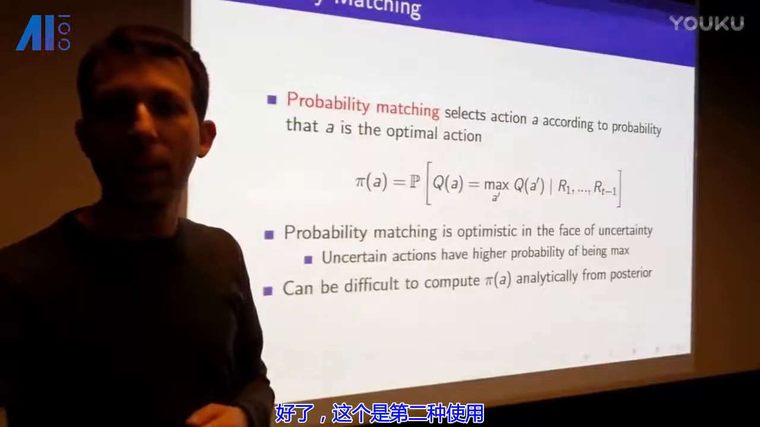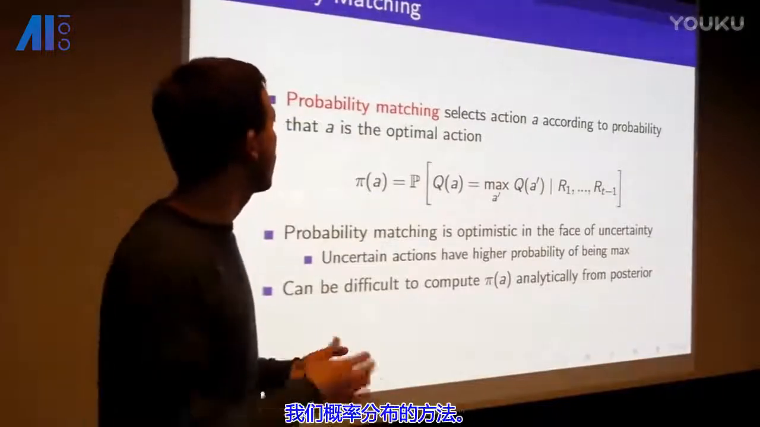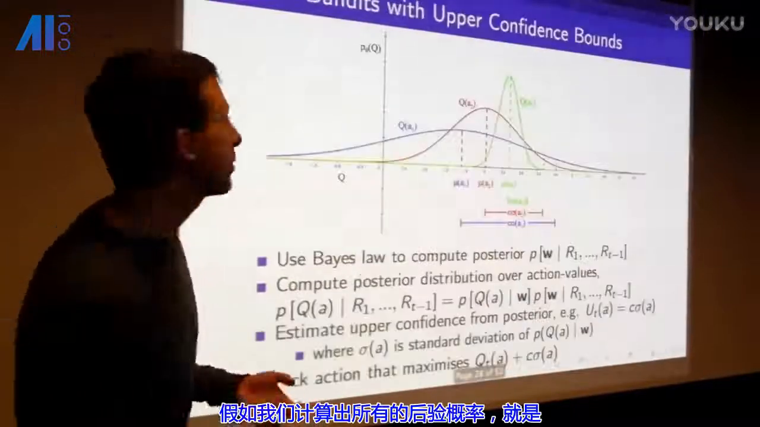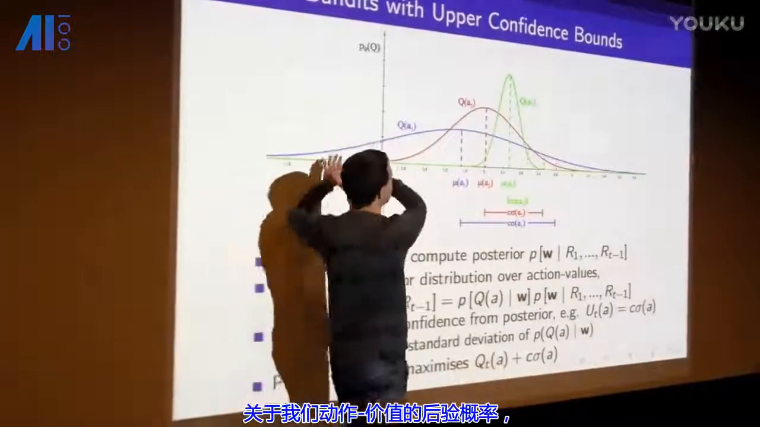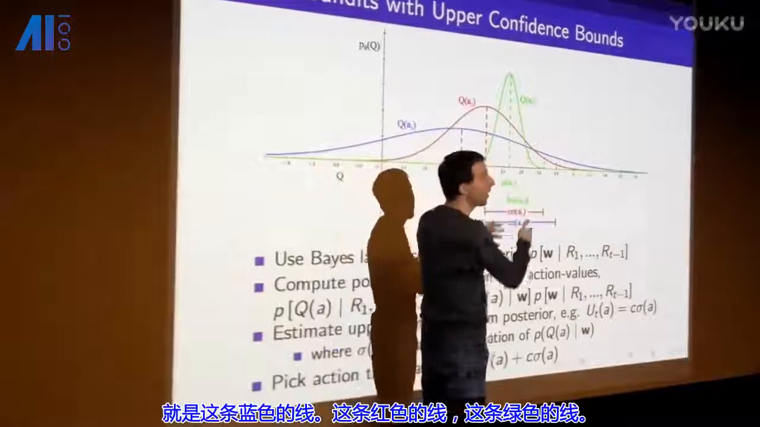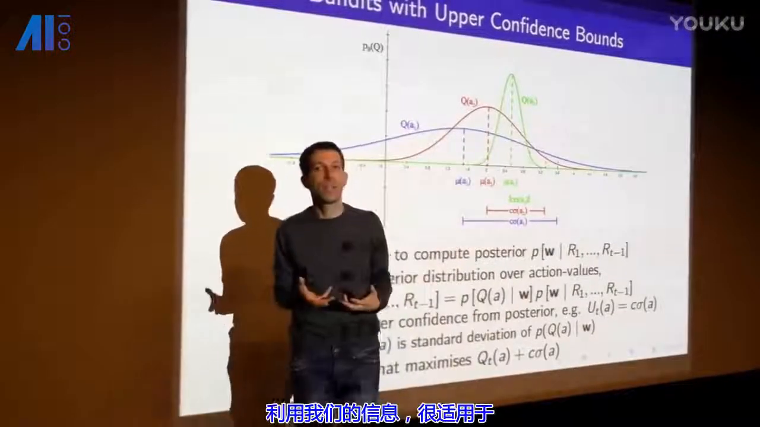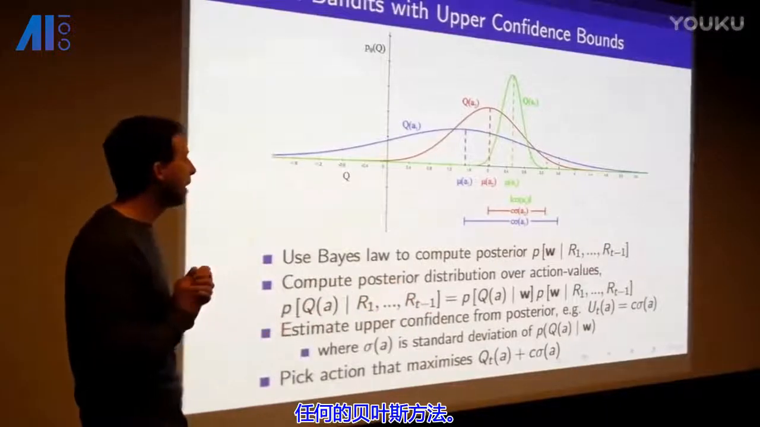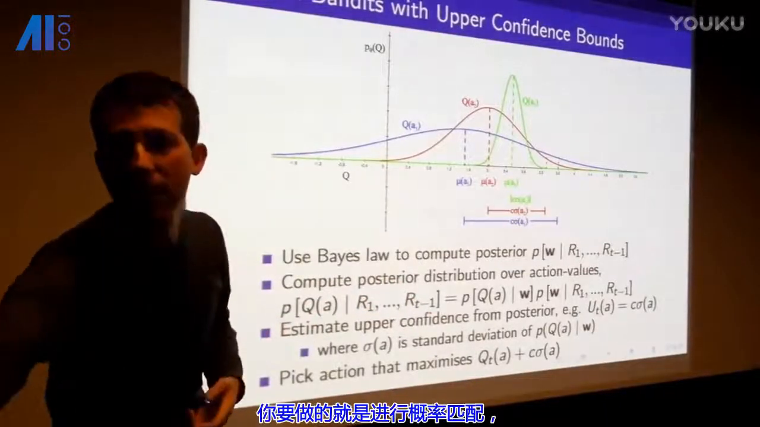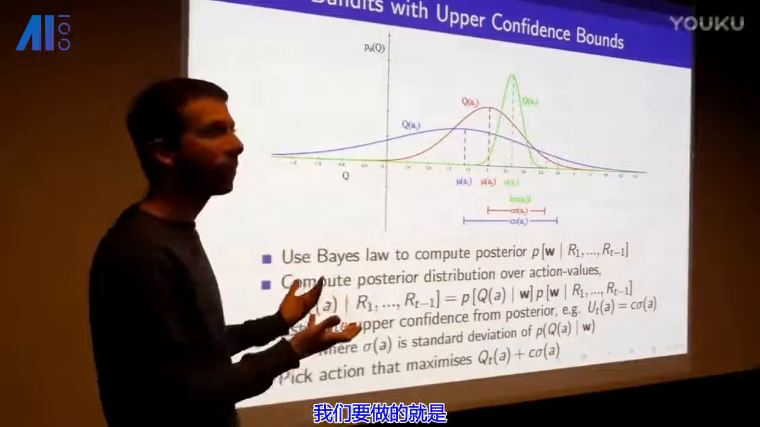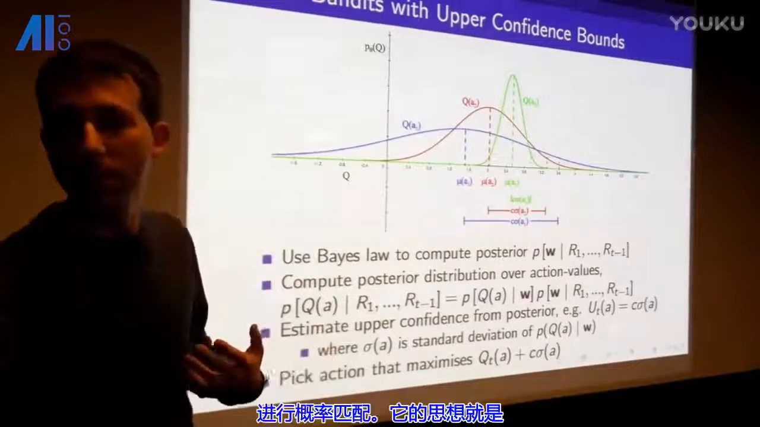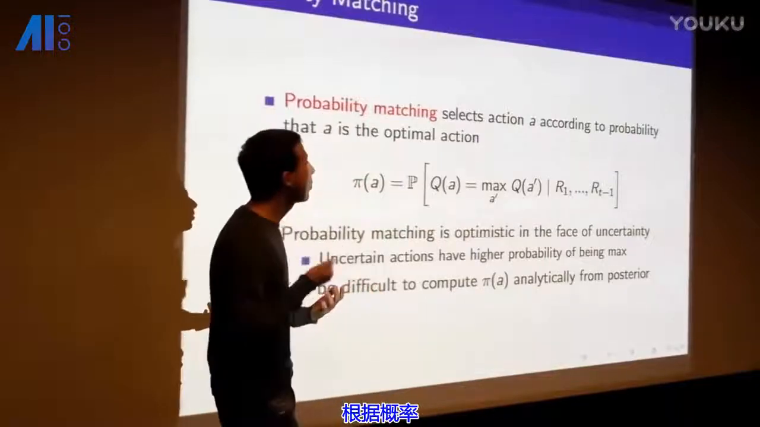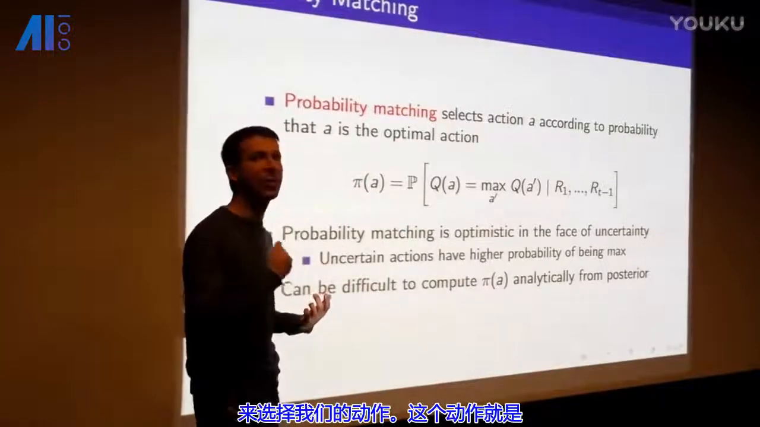Okay. There's a second way to make use of our probability distribution. So if we've computed all of these posterior distributions over our action values, so we've got the blue guy and the red guy and the green guy, there's another way to make use of this information. And this is also true for any Bayesian method. The idea is to do something called probability matching, instead of the upper confidence bound idea. And so the idea is to select an action according to the probability that that action is actually the best one.